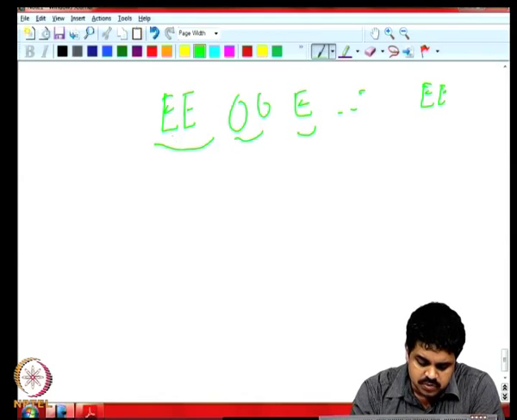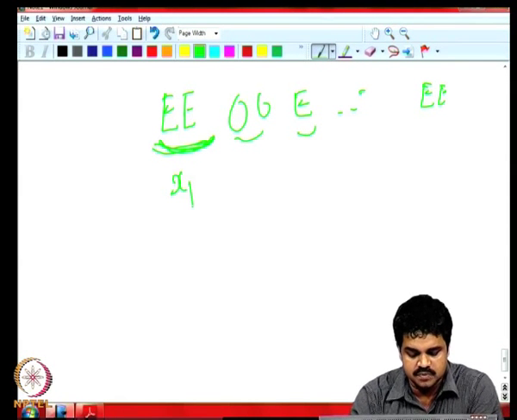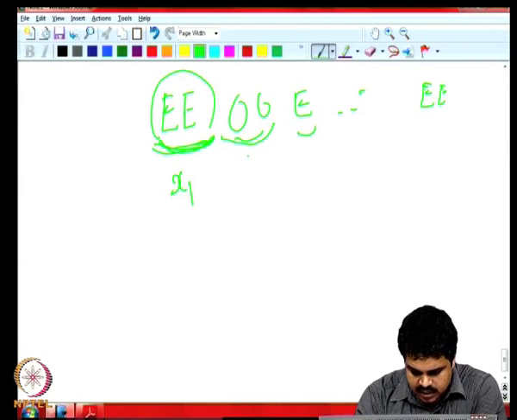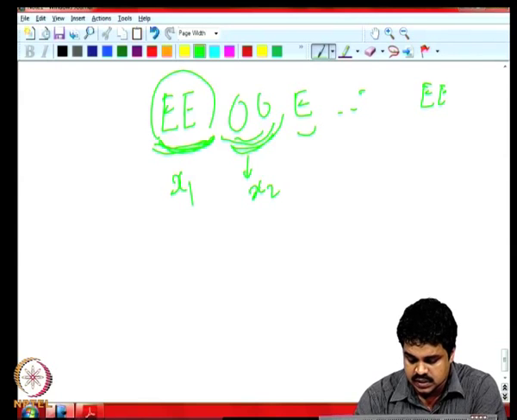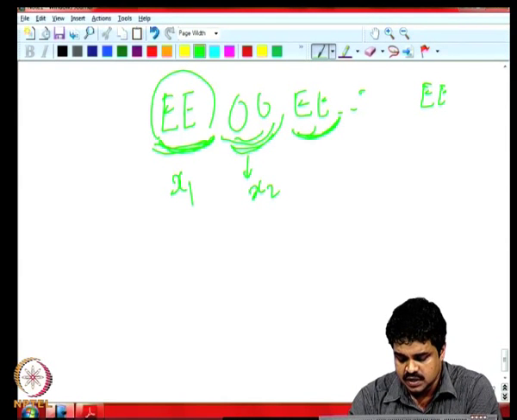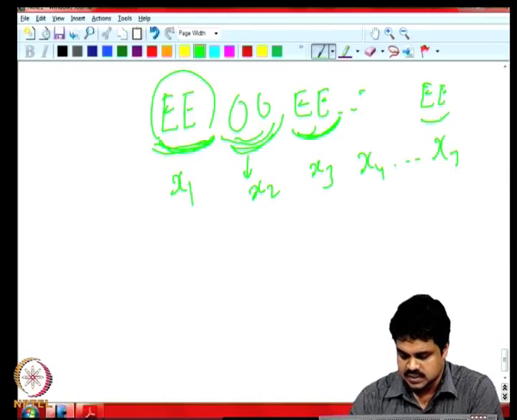Now, suppose the number of E's in the first run is x1. This is a variable; we can fix an integer value for x1, a positive integer value. And this should be x2, say the number of O's, that is x2. Then the third one, that means an E run, the third E run, x3 will give you the number of E's there, and x4 will give you the number of O's in the fourth run, and x7 will give you the number of E's in the last run.